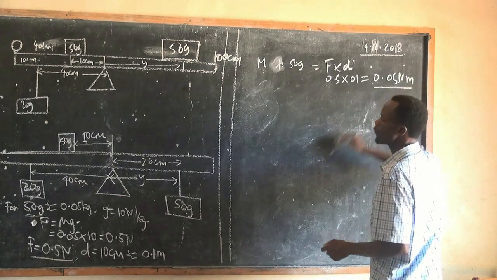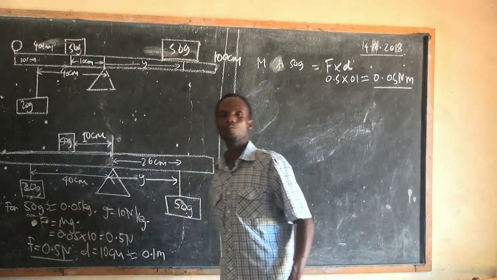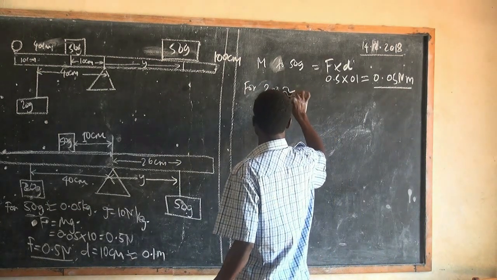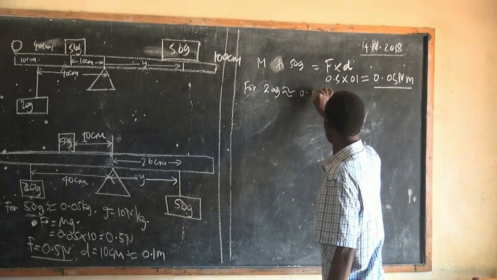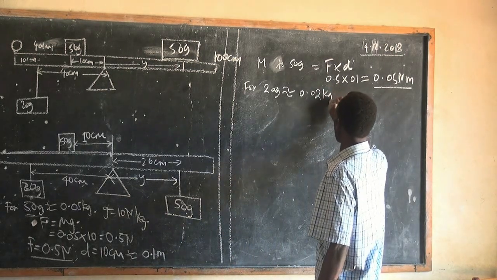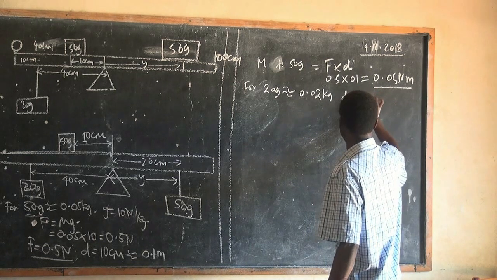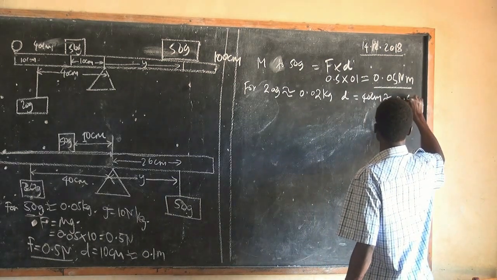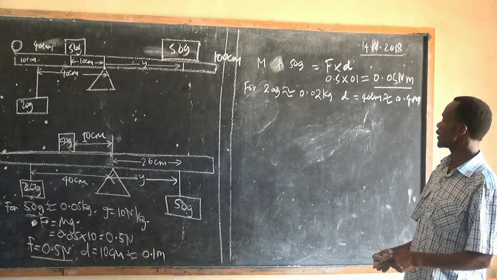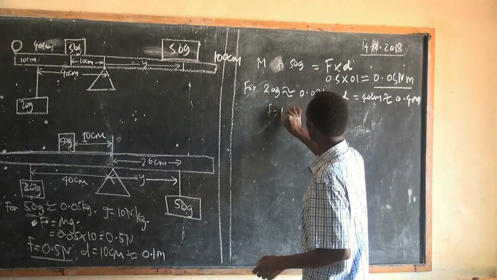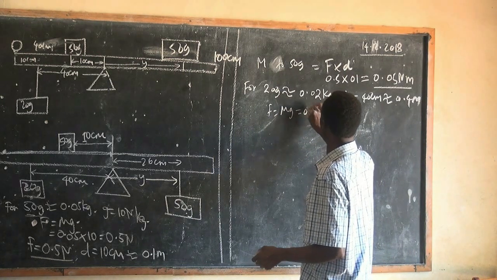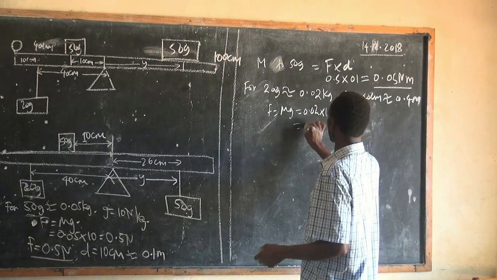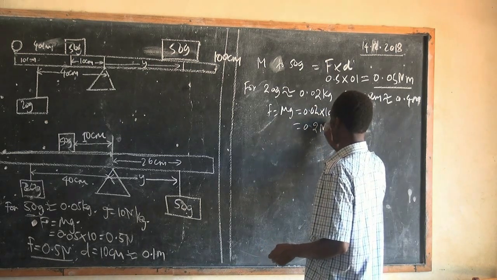This is the moment for 50 grams. Then for 20 grams, which is now approximated to 0.02 kilogram. And the distance is equal to 40 centimeter, which is approximated to 0.4 meter. Now let us calculate force. Force is equal to mg. Mass 0.02 times 10g, 10, which is equal to 0.2 Newton.